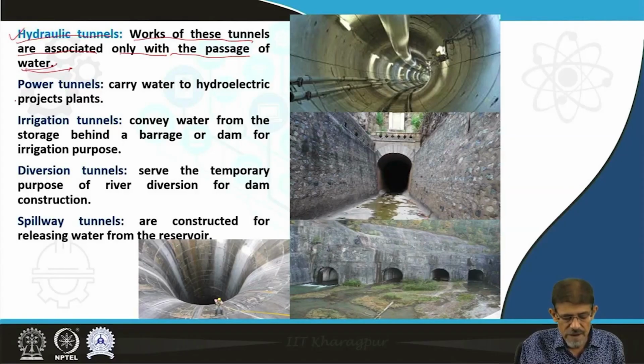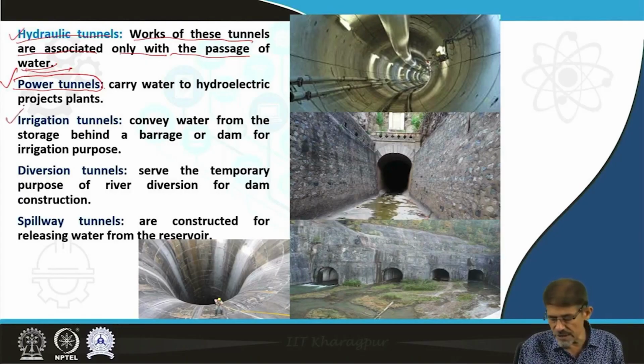and this passage of water can be utilized for the generation of power, to supply water to a hydroelectric power project, particularly in the powerhouse or the turbine room. This type of tunnel, which connects the reservoir site to the powerhouse site, is recognized as a power tunnel. You can see this power tunnel. This is generally circular in nature.